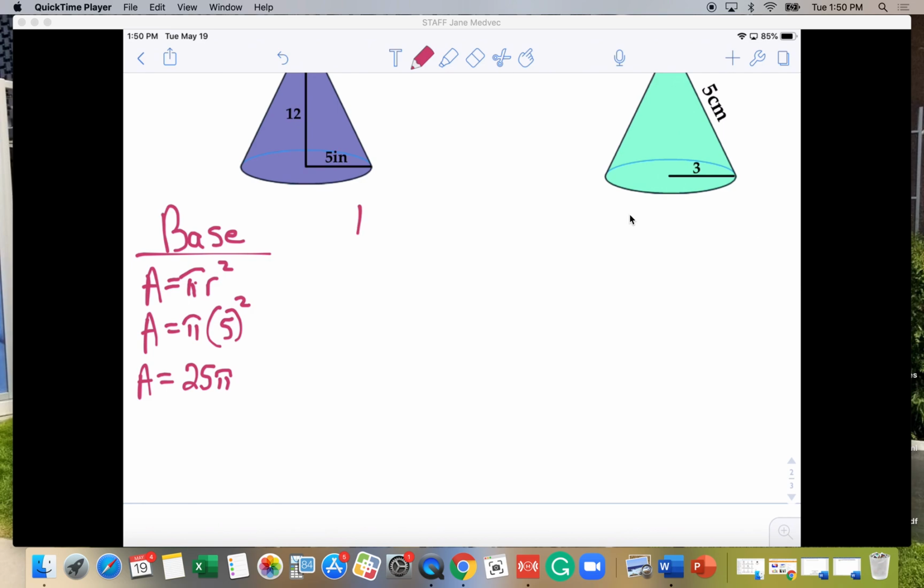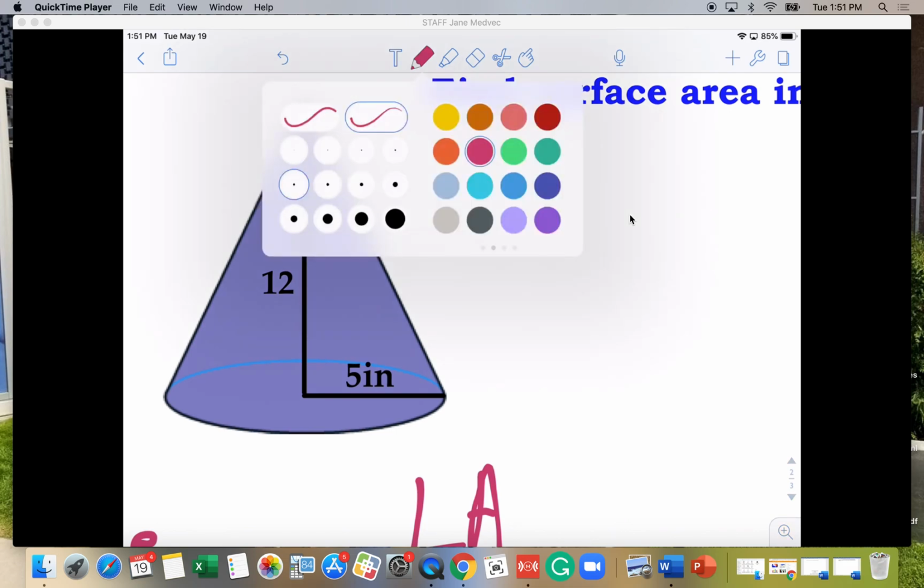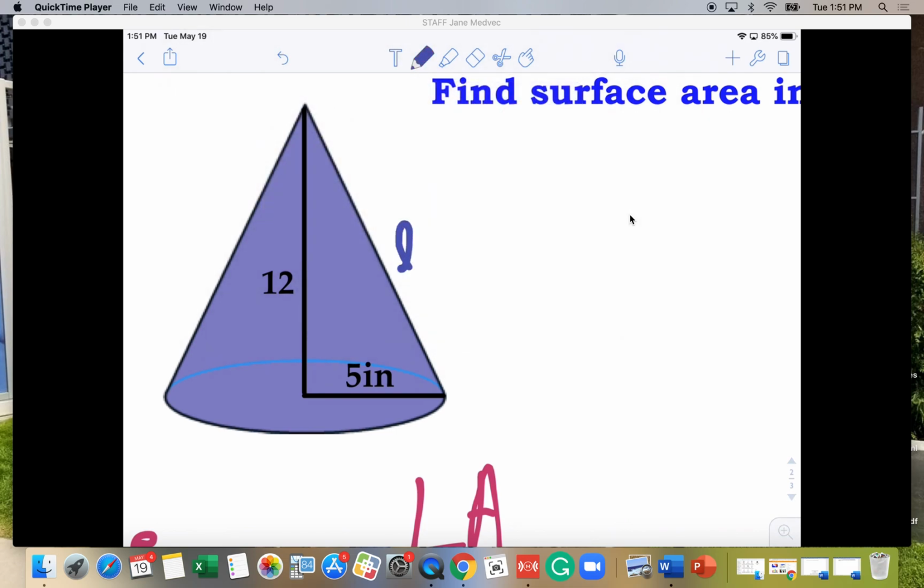Now we're going to do the lateral area. So we're going to grab that formula that you just gave me. Lateral area equals, and the formula was pi r L, and again I did that cursive L. So the lateral area equals pi, the radius is 5, and you're going to notice on this they did not give me the slant height. So what you're going to do here is put L, because that's what we're going to find, and we're going to use the Pythagorean theorem. So 5 squared plus 12 squared equals L squared.